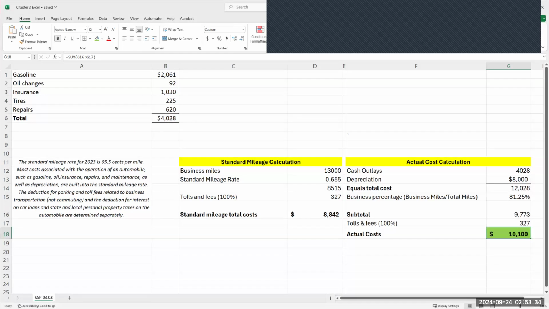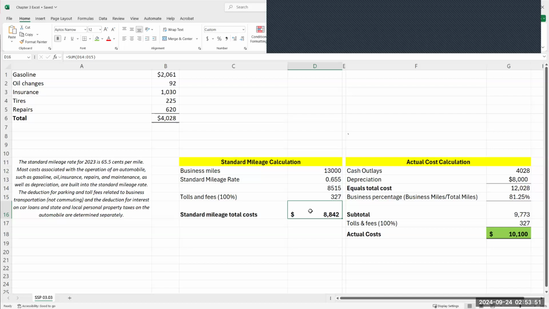But one key thing to keep in mind: the taxpayer is obviously entitled to use either. They can use standard mileage or they can use actual cost. But one thing is that if the taxpayer doesn't use the standard mileage method in the first year, they cannot use it going forward, right?